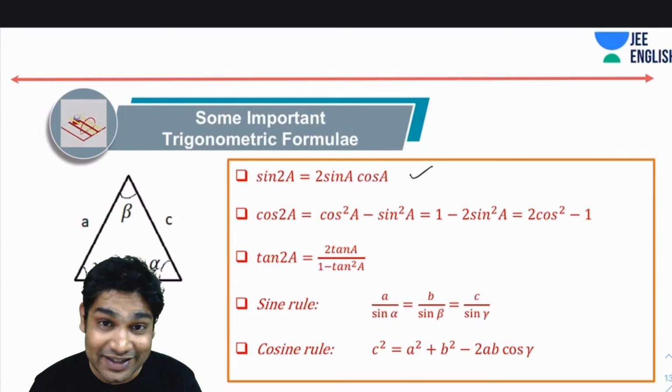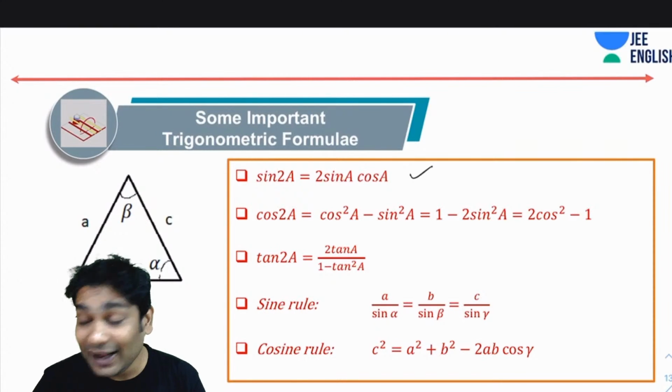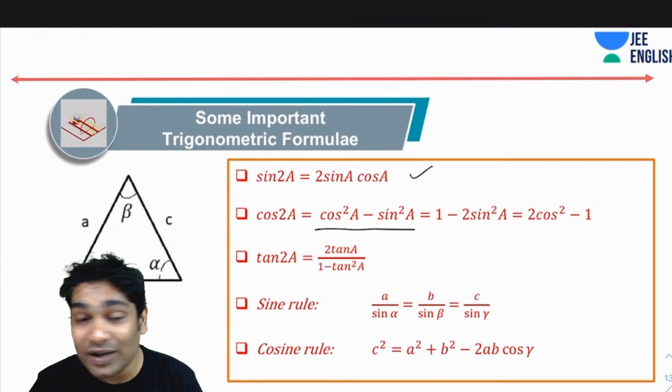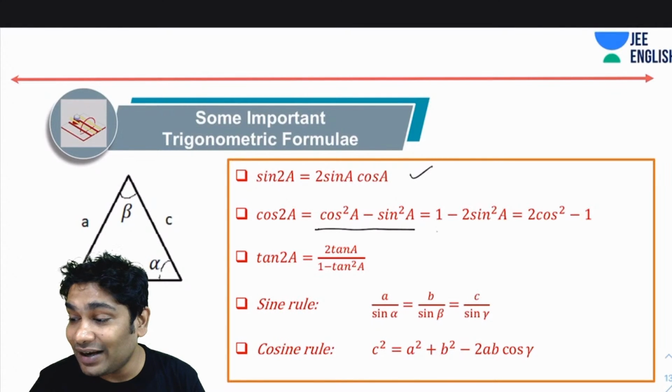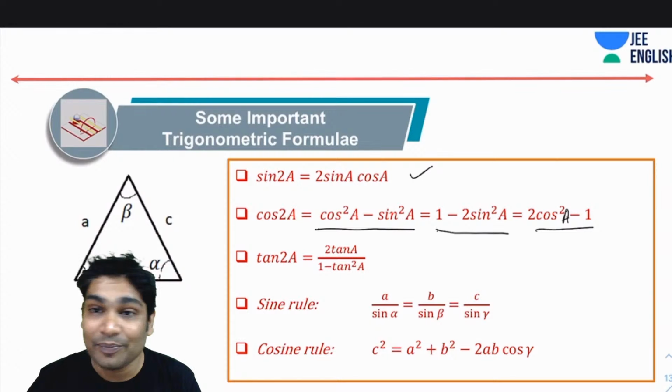You will be using this in projectile motion. Alright. Similarly, cos of 2a can be written as cos square a minus sine square a. Also, it can be written as 1 minus 2 sine square a or 2 cos square a minus 1. So here an a is missing.